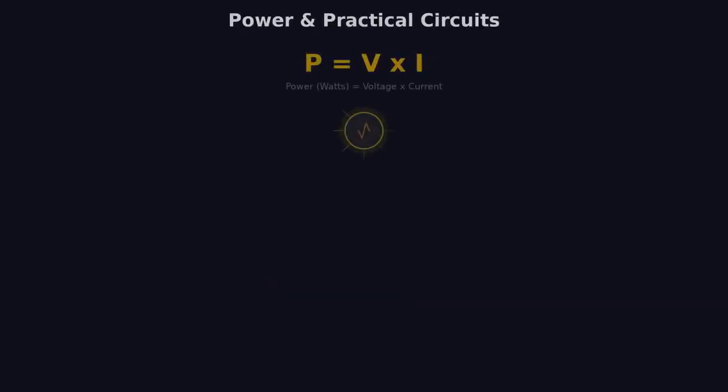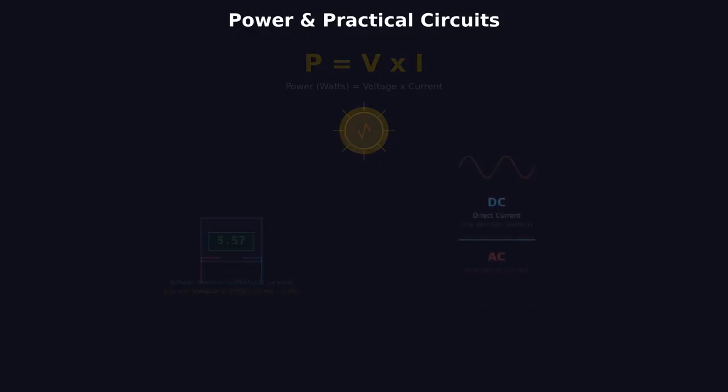One more useful piece: power. Power is the rate at which electrical energy does work, measured in watts. It's just voltage times current. P equals V times I. Now, how do you actually measure these things? With a multimeter. To measure voltage, you place the probes in parallel, across the component. To measure current, you break the circuit and place the meter in series. The current flows through it.